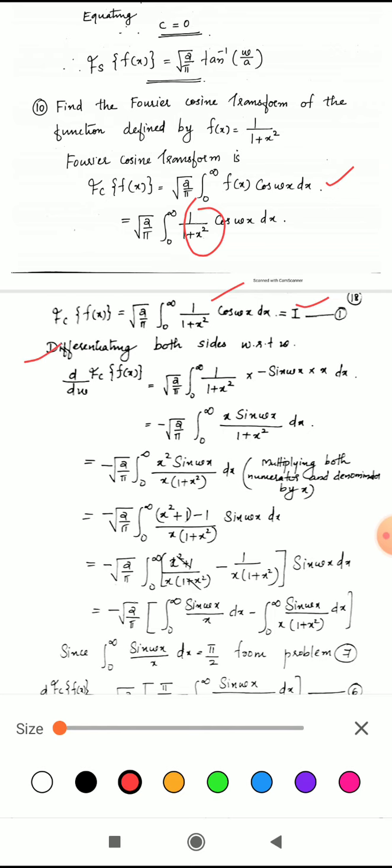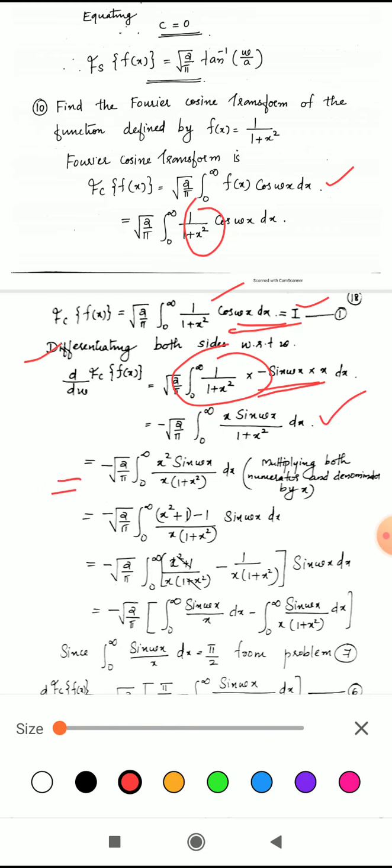Then differentiating both sides with respect to omega, we have root of 2 by pi integral 0 to infinity 1 by 1 plus x square, which is like a constant. Then differentiate cos omega x with respect to omega. The derivative of cos omega x is minus sin omega x into x dx. That is equal to minus of root of 2 by pi integral 0 to infinity x sin omega x by 1 plus x square dx.